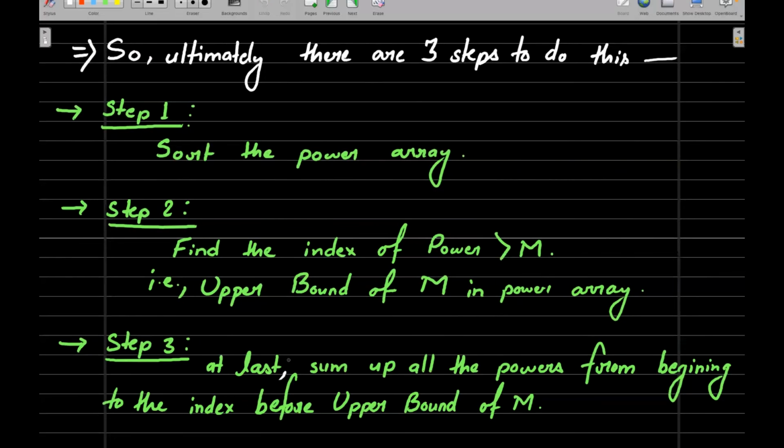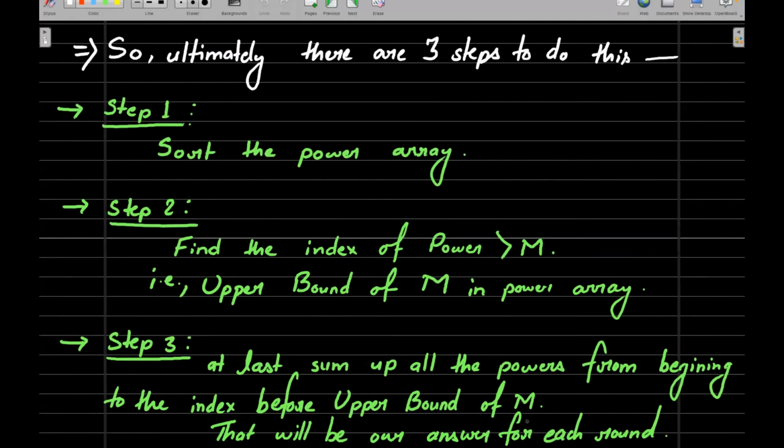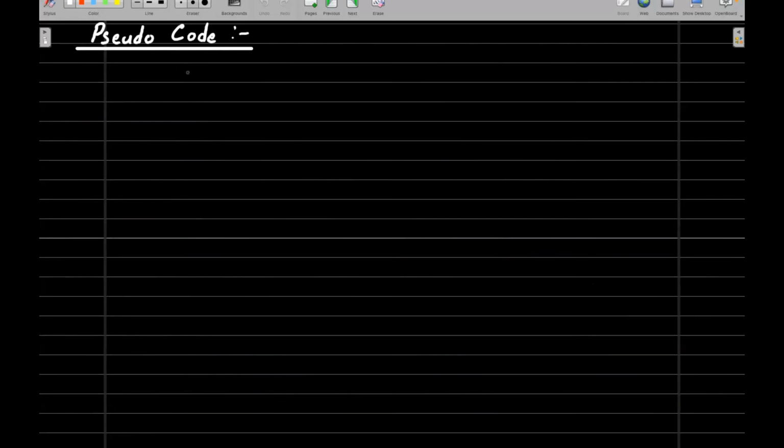So step 3, at last sum up all the powers from the beginning to the index before the upper bound of m. Yeah, that's what I was trying to point out. So that will be our final answer for each round. For each round we are going to follow these 3 steps. Okay, so let's come to the pseudocode part.